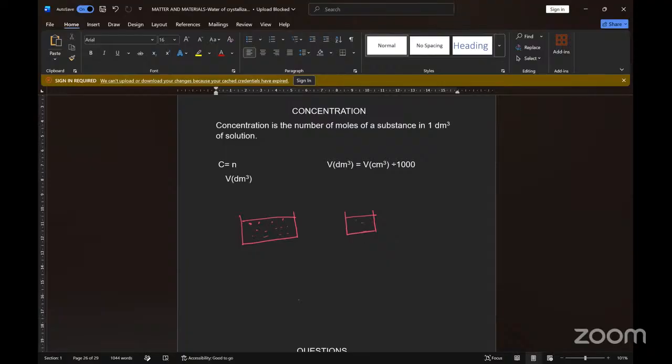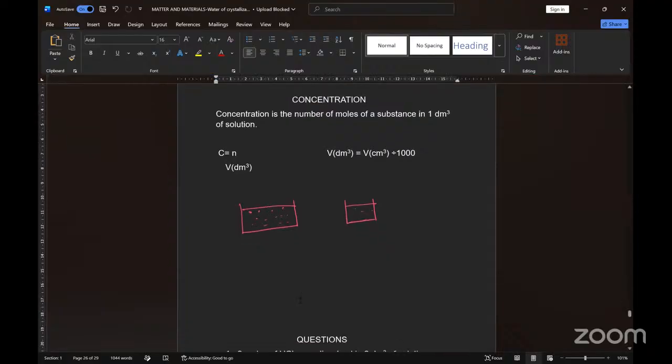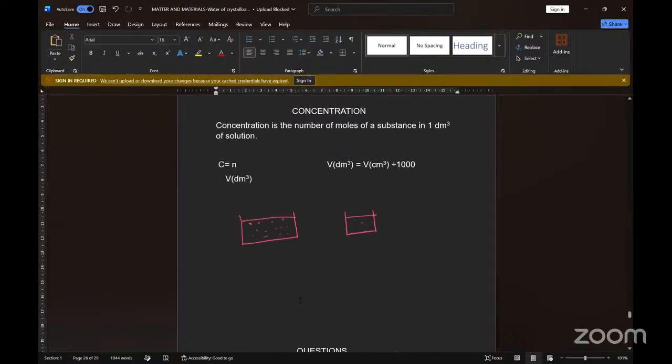You would learn this when you get to grade 11 and grade 12, especially in grade 12 when you talk about rate of reaction. But I'm just drawing your attention to it. When you say something is concentrated, it means that you have a lot of that particular thing in a small volume or in a small space. So let me give you an example.